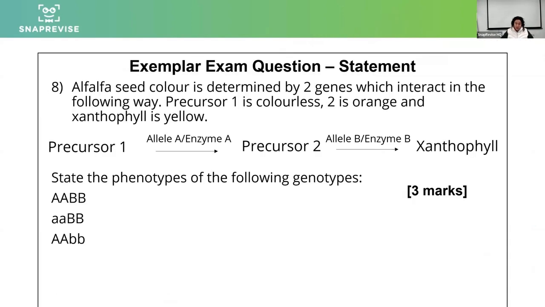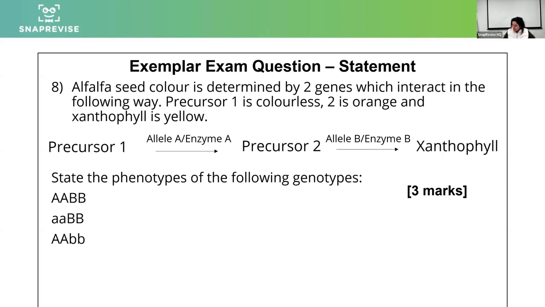Let's do a final question. Alfalfa seed color is determined by 2 genes which interact in the following way. Precursor 1 is colorless, 2 is orange, and xanthophyll is yellow. So this is the diagram. State the phenotypes of the following genotypes.